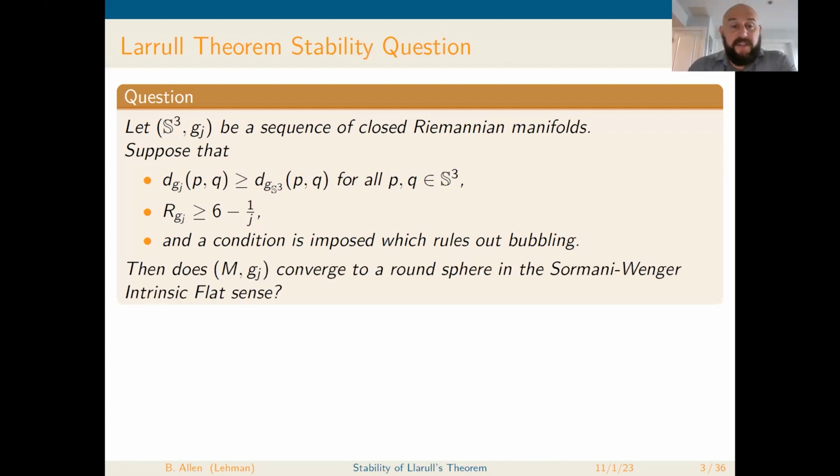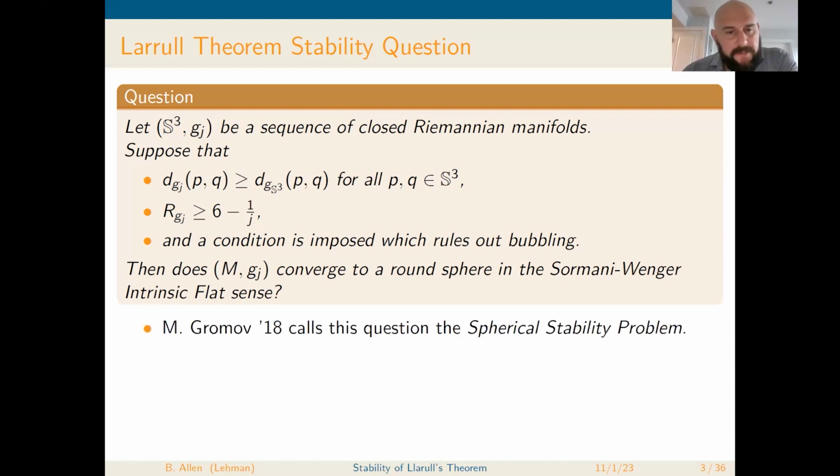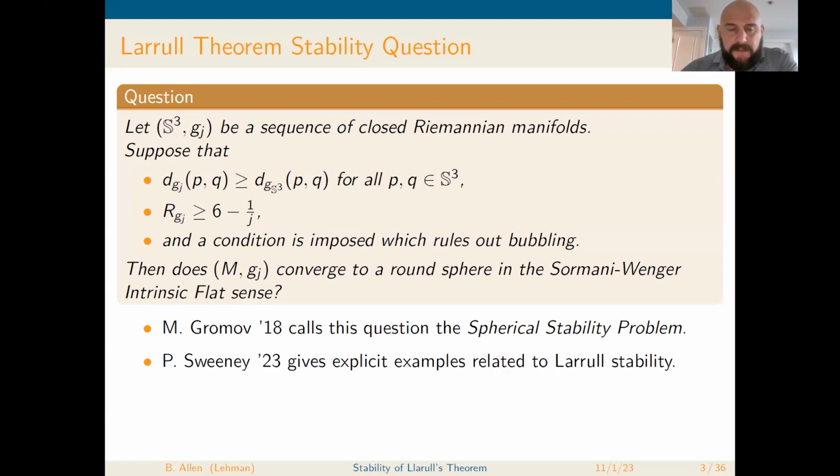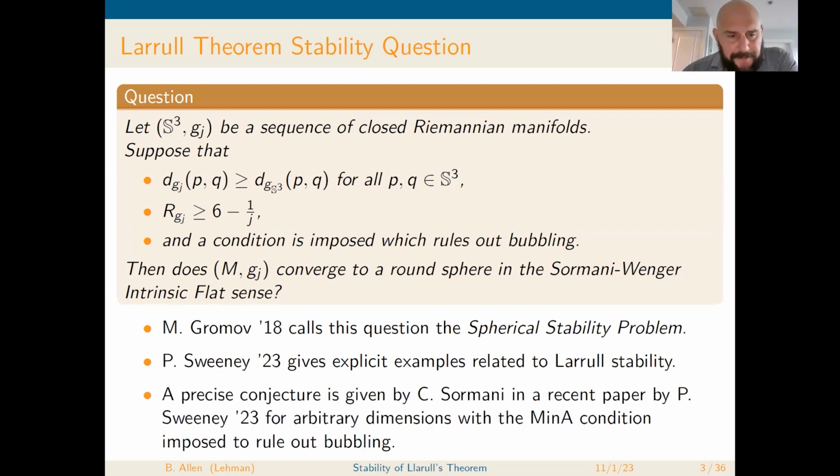The question is then, under these conditions, does the sequence converge in the Riemannian-Wenger intrinsic flat sense to a round sphere, to the rigid object? This was mentioned by Gromov in the paper on the spherical stability problem. And explicit examples have been constructed by Paul Sweeney recently that show that lots of splines can happen and bubbles can happen, and various other phenomena he shows explicitly.